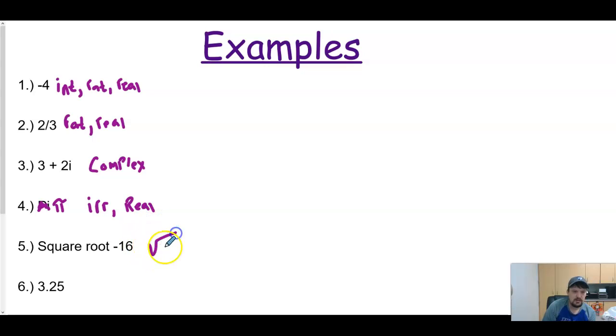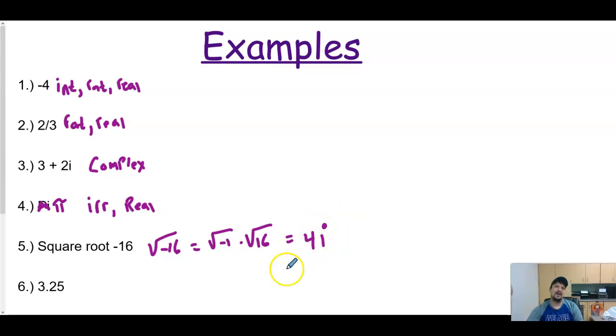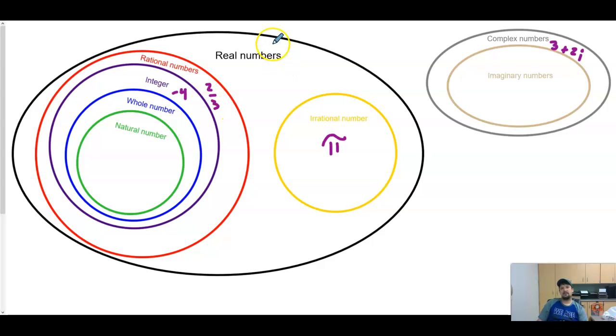Okay, the square root of -16. We can write this as the square root of -1 times the square root of 16. That's perfectly legal. And I know the square root of 16 is 4, and the square root of -1 is i. So the square root of -16 is really 4i. So if I take a look at 4i, is it imaginary or is it real? It's not real, because it has an i. So we're going to come over here, and it is right here in my imaginary numbers, 4i.